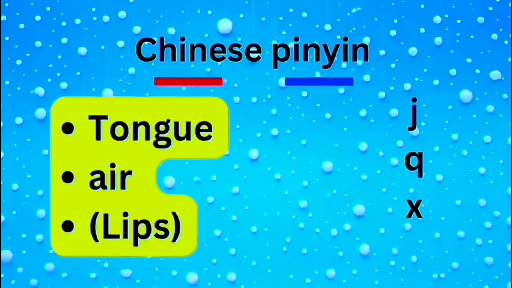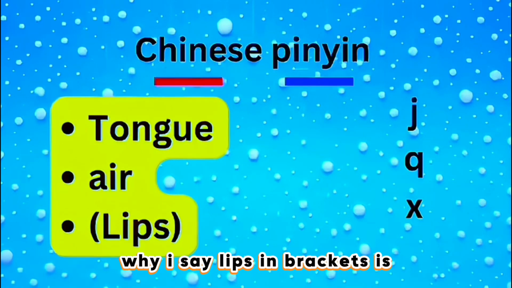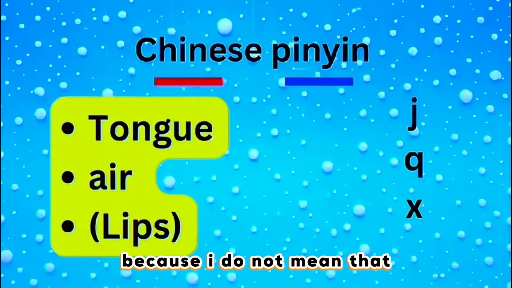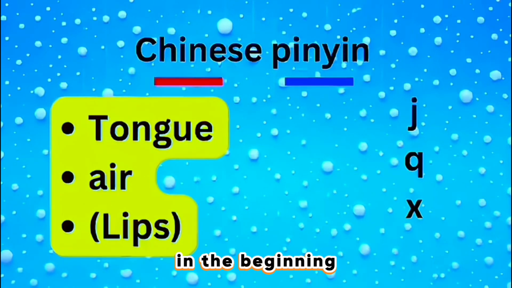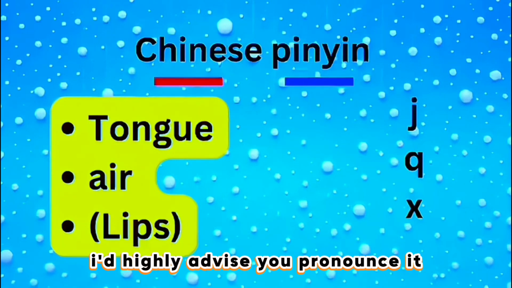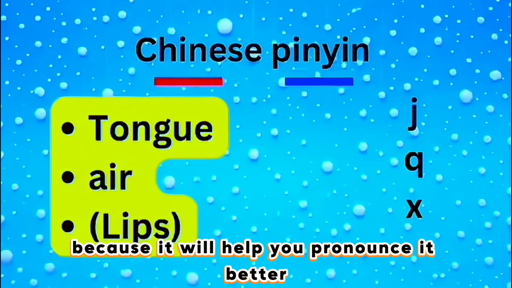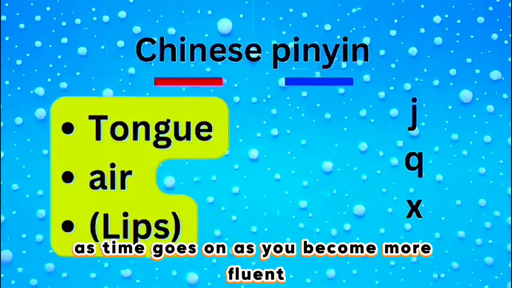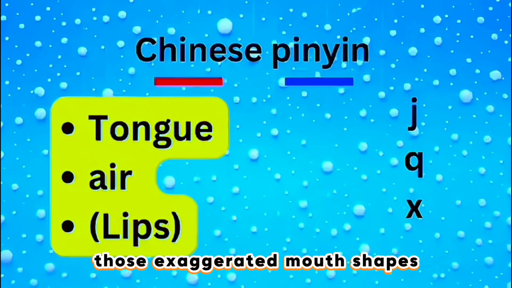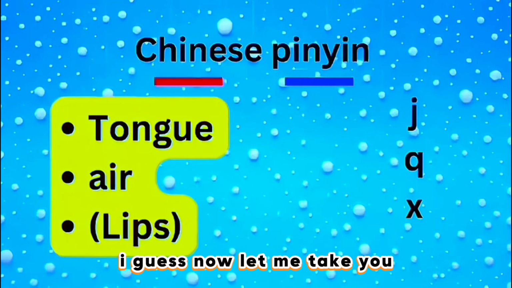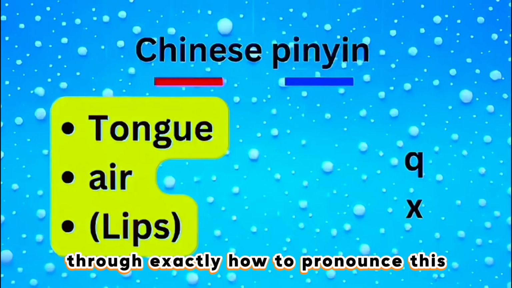So the tongue, the air, and the lips are going to be very important. Now, why I said lips in brackets is because I do not mean that your lips have to move a certain way for this sound to come out. However, in the beginning, I would highly advise you pronounce it the exact same way I'm going to show you in this video, because it will help you pronounce it better. And secondly, as time goes on, as you become more fluent, you do not need to use those exaggerated mouth shapes, I guess. Now, let me take you through exactly how to pronounce this.